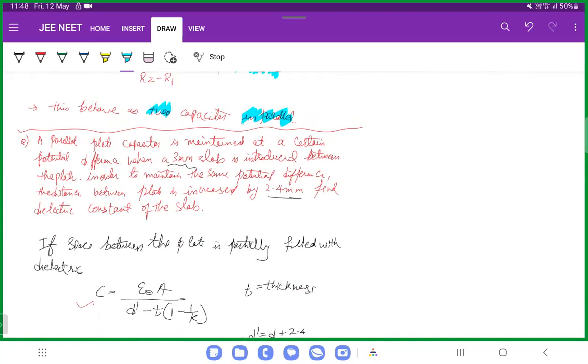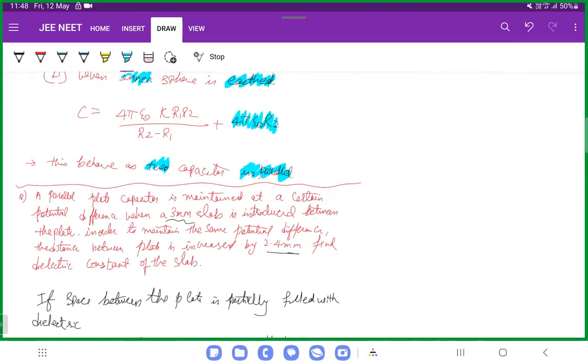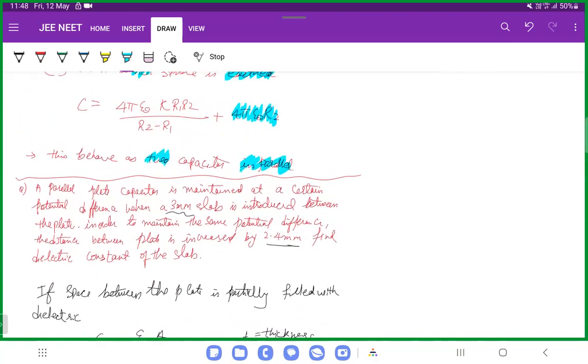Okay. Let's try this question. A parallel plate capacitor is maintained at a certain potential difference when a 3 mm slab is introduced between them. In order to maintain the same potential difference, the distance between the plates is increased by 2.4 mm. Find the dielectric constant of the slab.